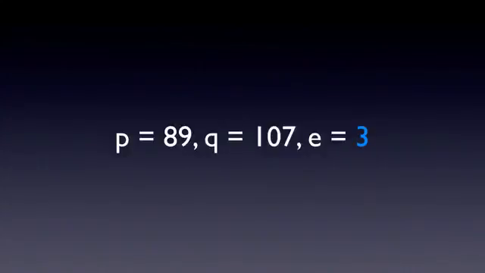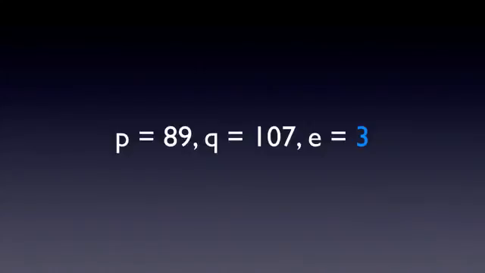Now you try. Use these primes, 89 and 107, and E as your exponent. Now find phi, and using phi, derive D. You can pause this video, and then we'll go over the solution. Okay, let's check your work.